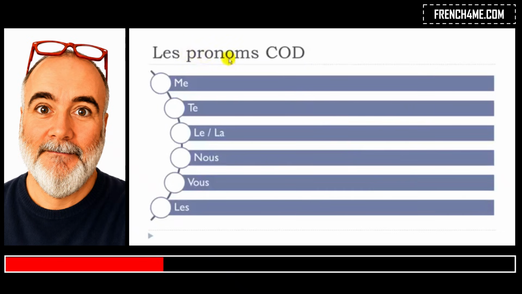Les pronoms complément d'objet direct can replace all the persons. For the first person it will be me, second person te, third person of the singular le for the masculine and la for the feminine. First person of the plural, nous. Second person of the plural, vous. And third person of the plural, les. So: me, te, le, la, nous, vous, les.